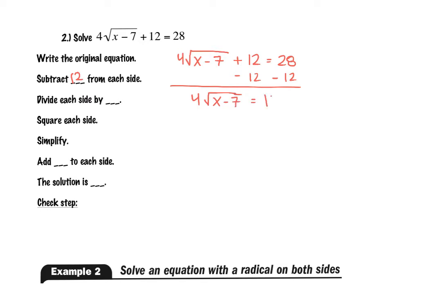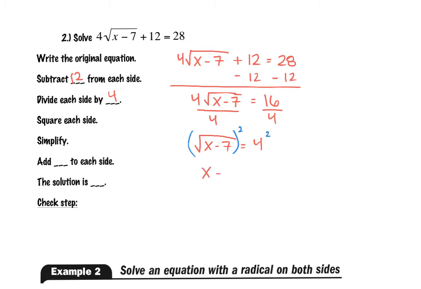equals 16. Then I'm going to divide each side by 4, which gives me the square root of x minus 7 equals 4. Now that the square root sign is by itself, I need to get rid of the square root sign. I can't get rid of the square root sign until it's completely by itself, but now it is. So to undo the square root sign, I need to square this side, and whatever I do to one side, I have to do to the other.